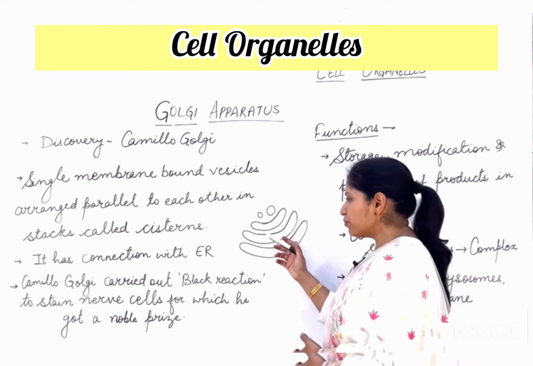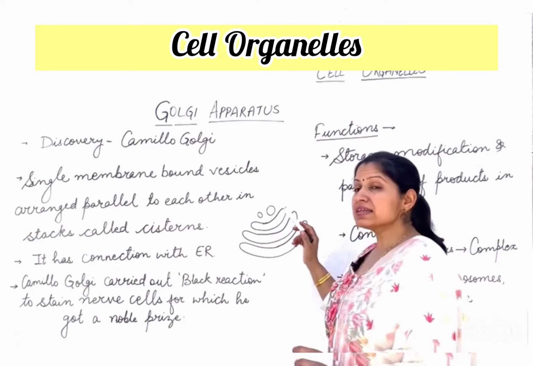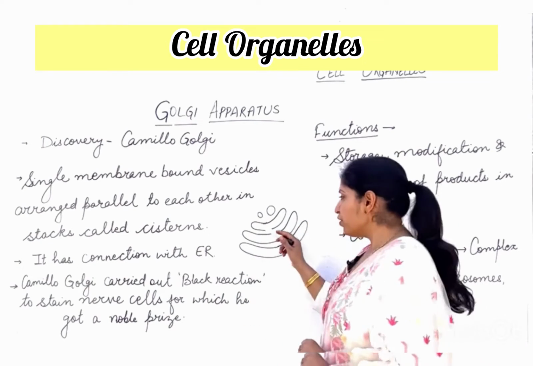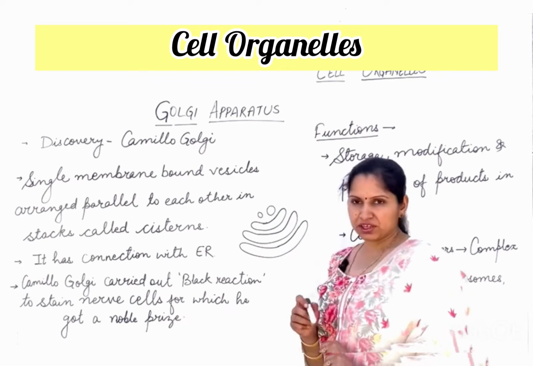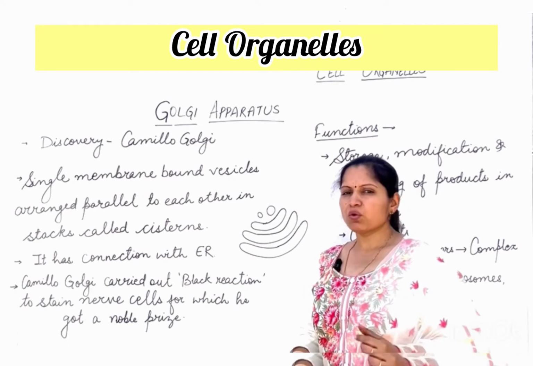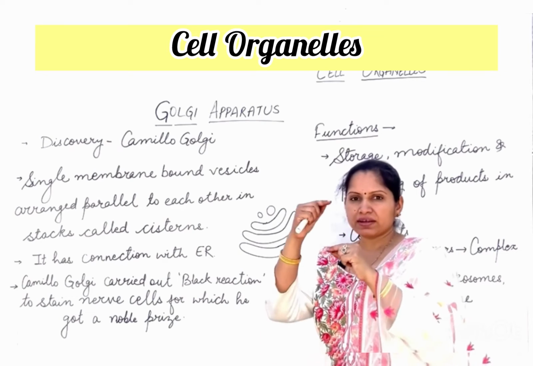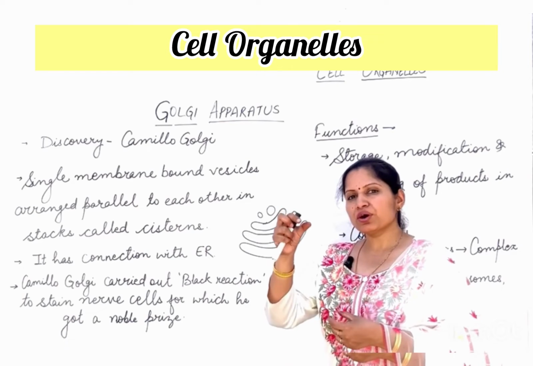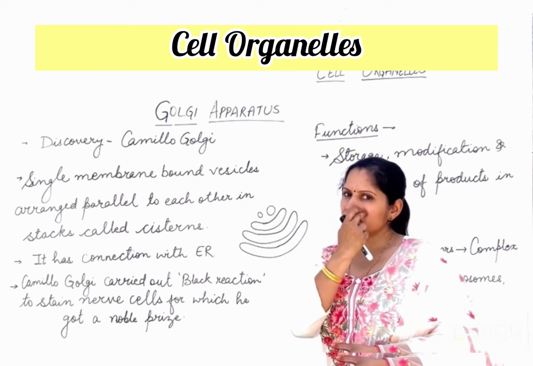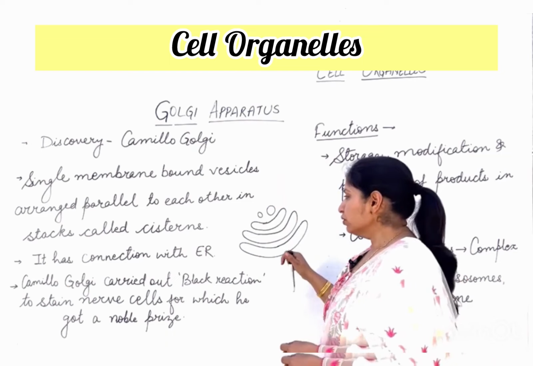So, the structure first. Golgi apparatus is made up of single membrane bound vesicles which are arranged almost parallel to each other in a stack. Now, what is a stack? Stack means one above the other. So, if you put a stack of coins, means putting the coins one over the other. That is called a stack of coins.